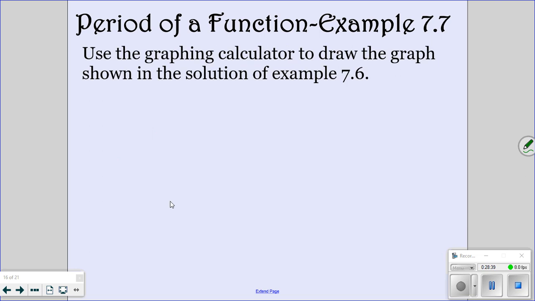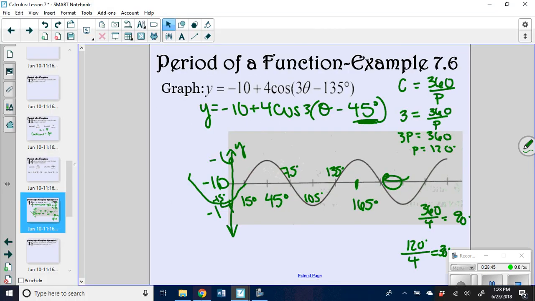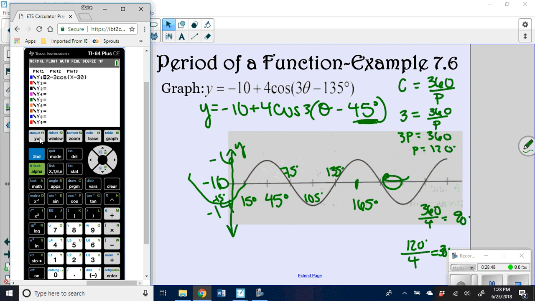So now we're going to use the graphing calculator to draw the one that we just did in 7.6. So go to your calculator. We're going to type in our equation, -10 plus 4 cosine, and you can do 3x, not theta, minus 135. And you can do it just like the equation gave it to you. You don't have to have it factored out like we did.